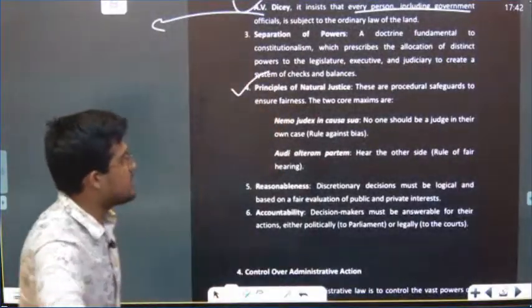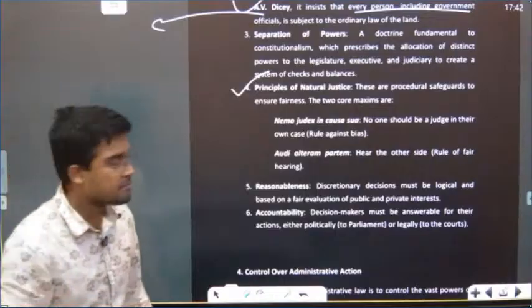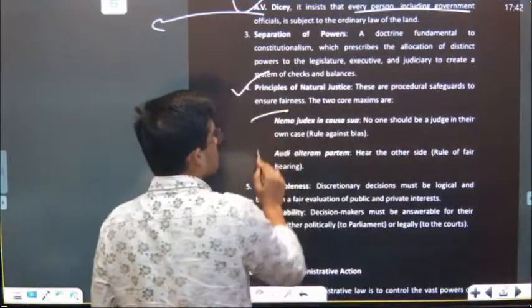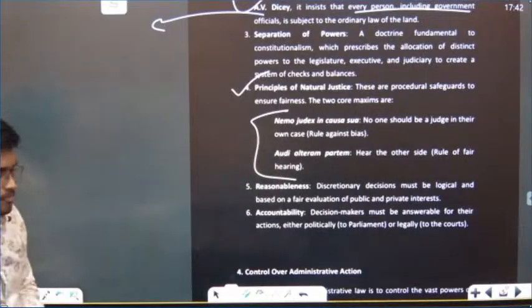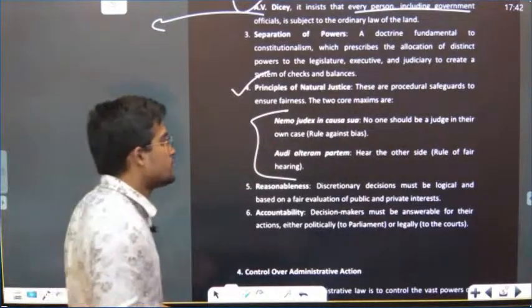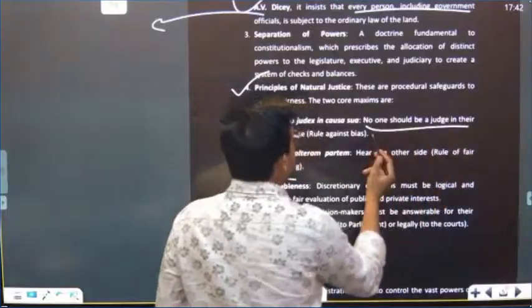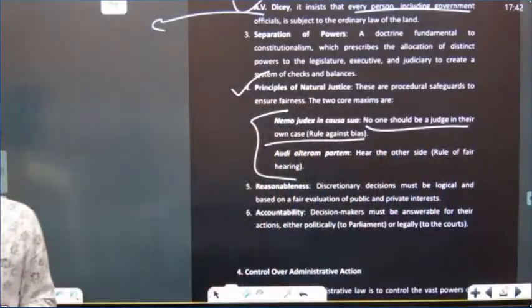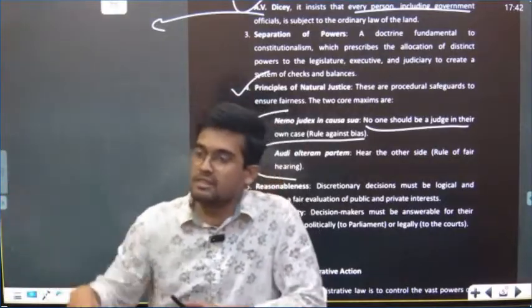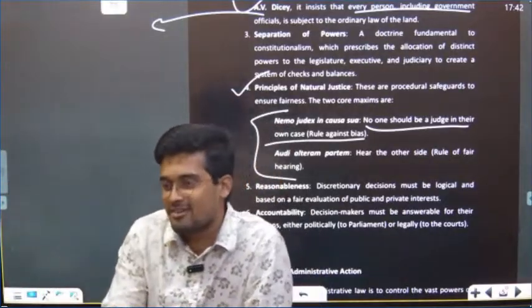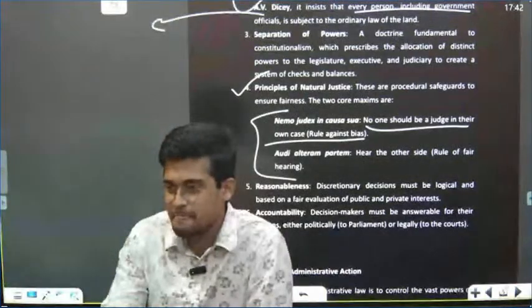Now there are two core maxims under the principle of natural justice. You don't have to remember these Latin words. You just have to understand that nobody can be a judge in their own case. For example, I file a complaint against you, and you are the judge of whether you have done wrong or not.